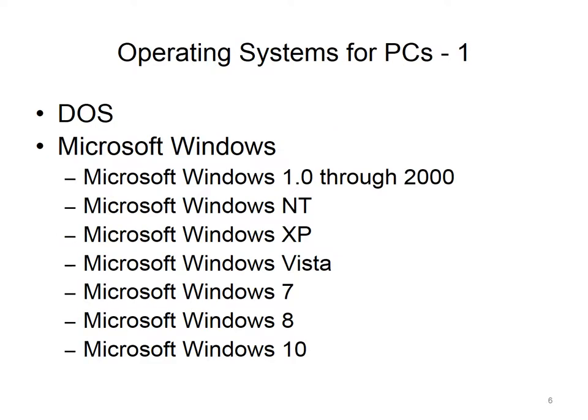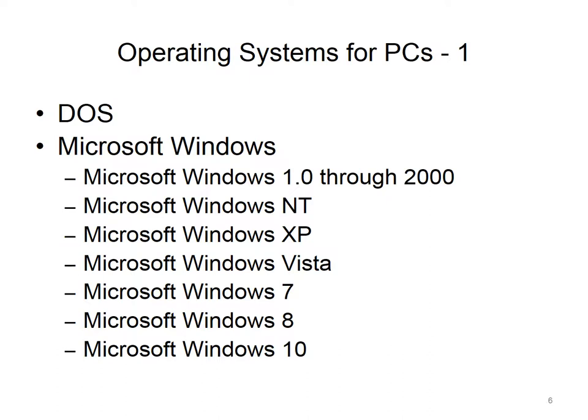For PCs, there are three main types of OSs available. The first is called simply Disk Operating System, or DOS. It is the command line system for Intel chip PCs that predate Microsoft Windows. The second is the Microsoft Windows Graphical User Interface, or GUI-based OS for Intel chip-based PCs.